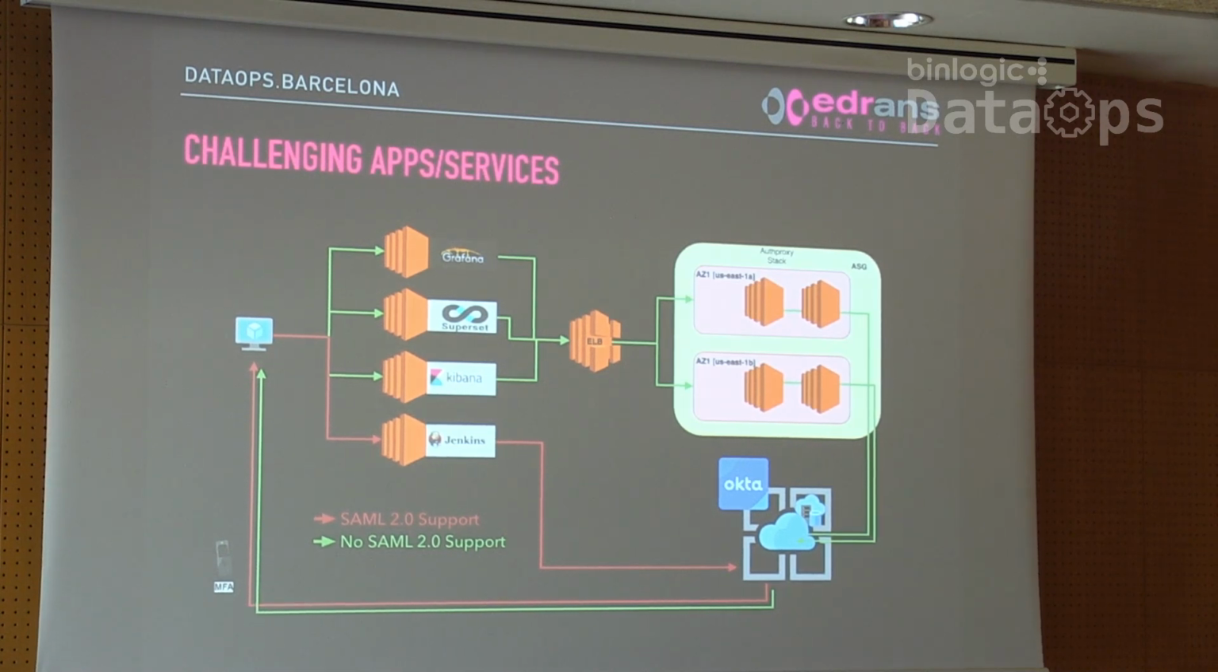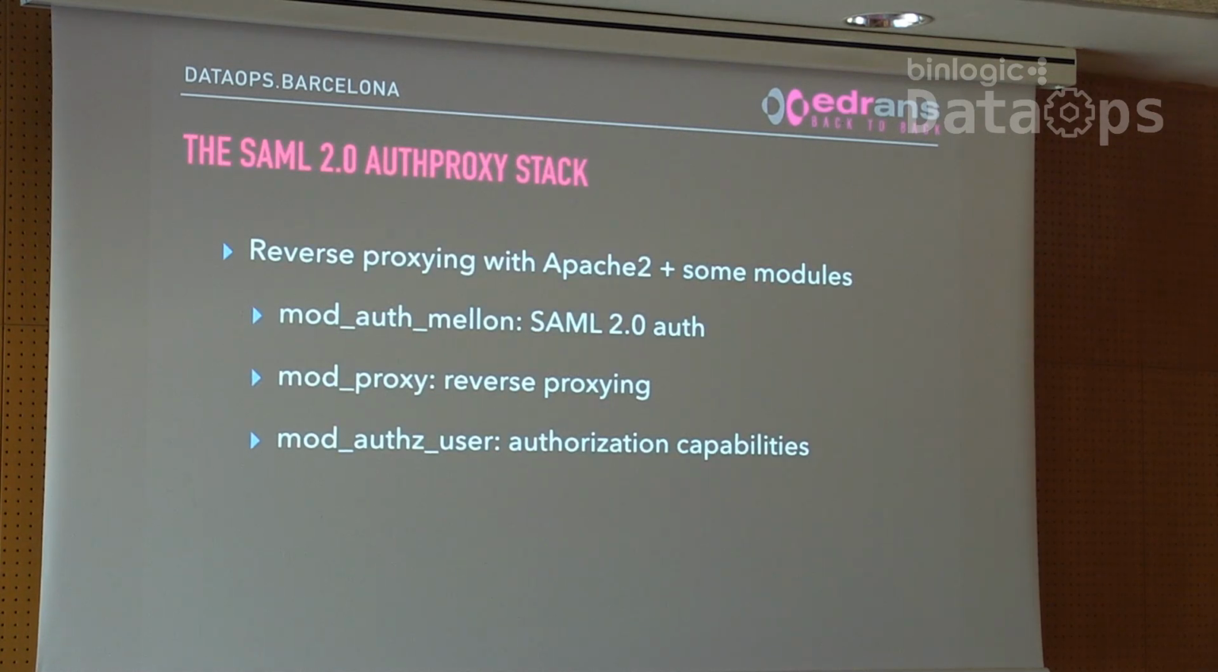I mean, we are just reverse proxying connections by using some Apache 2 modules. There are a few more, but I didn't want to make an extensive list. So mod_auth_mellon is what really does the SAML negotiation with the identity provider. mod_proxy does the reverse proxying of all the HTTP requests. And mod_auth_user allows Apache to ask you for credentials to access some resource.